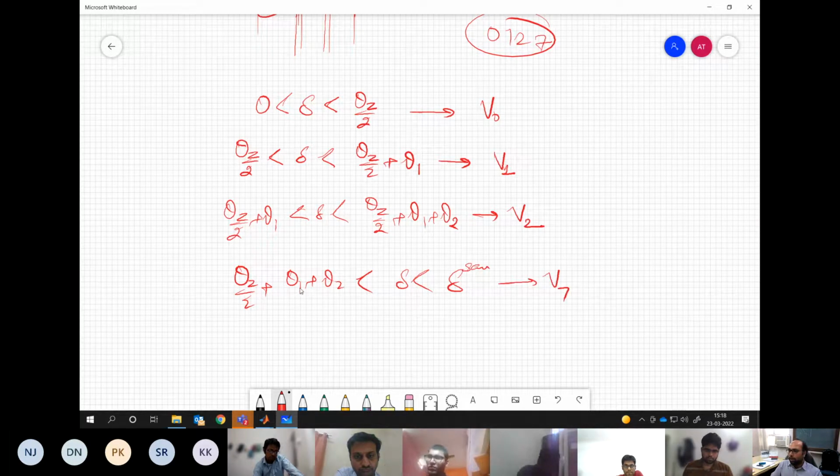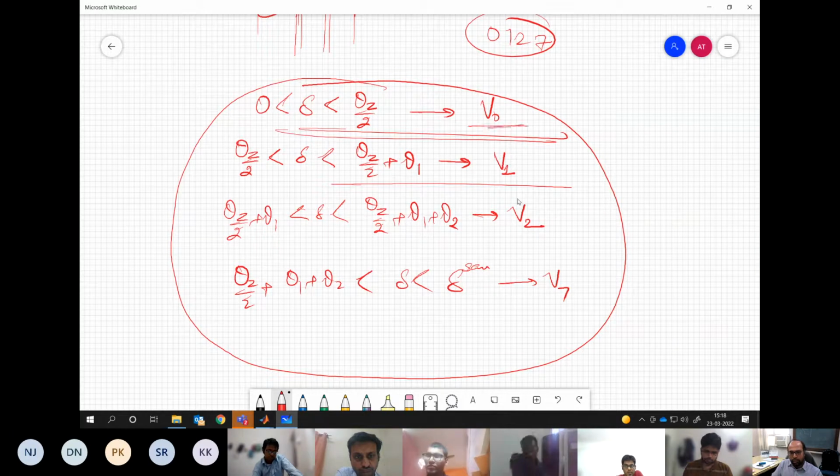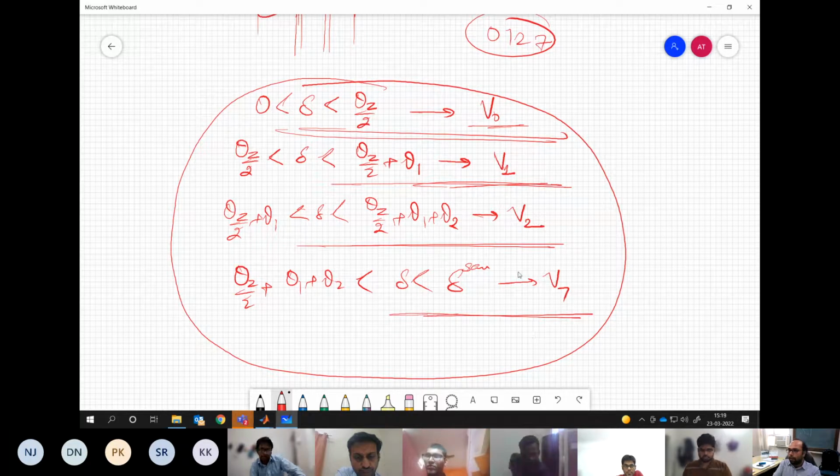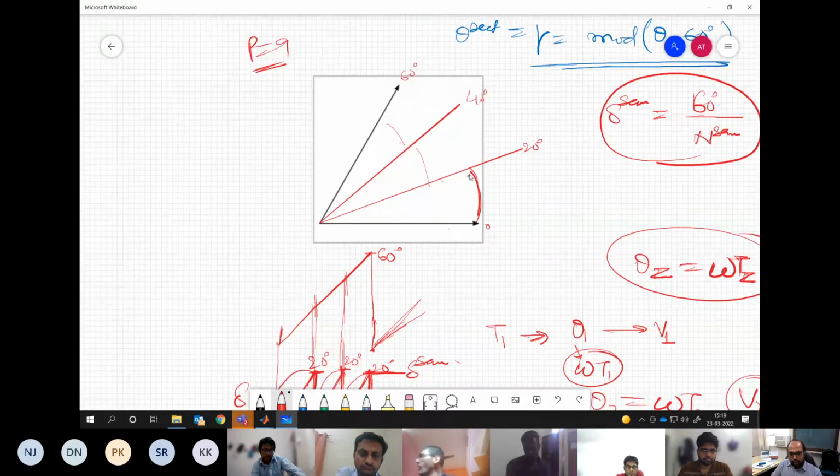You understand the point? The vector is continuously rotating. What we are doing in response is applying V0 for this much duration, V1 for this duration, V2 for this duration, V7 for this duration. You understand my point? Now, because you are applying these vectors in sequence over this duration, your resultant vector will be lying somewhere at 10 degree. That is the meaning of that.